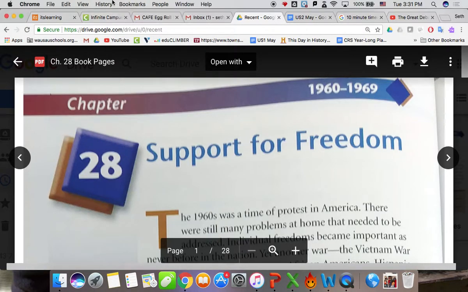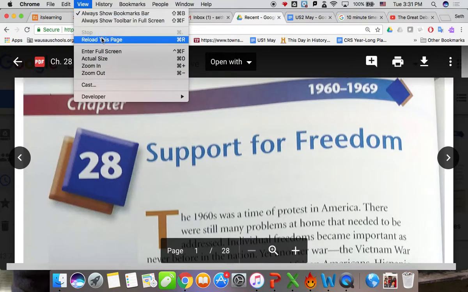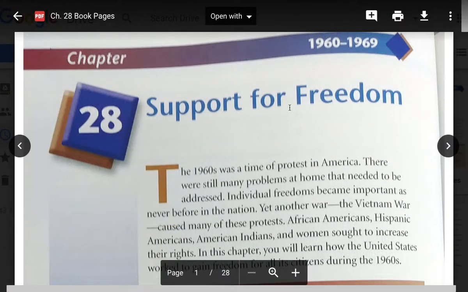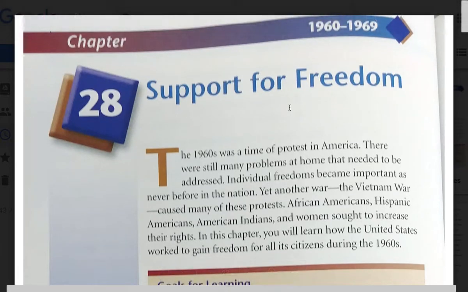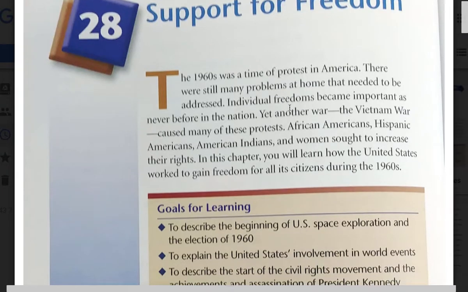All right, let's keep going here with another edition of Mr. Clendenning's History Readings. We are on chapter 28 for section 3.